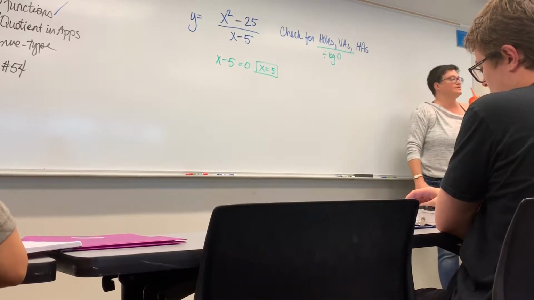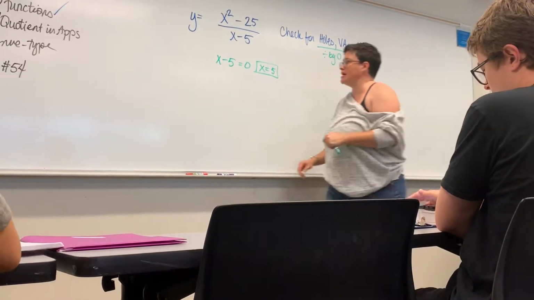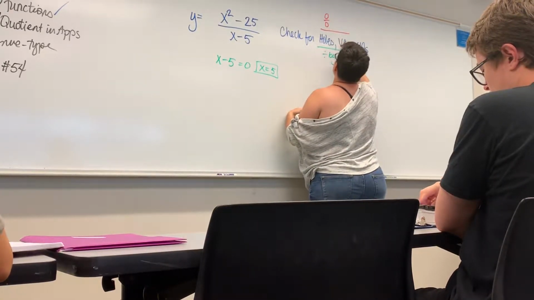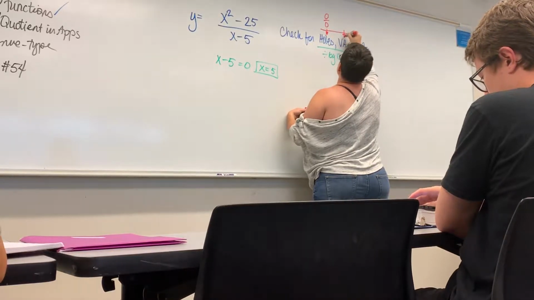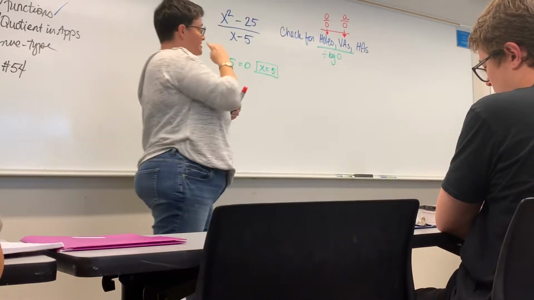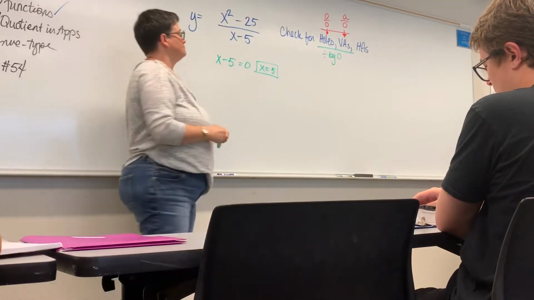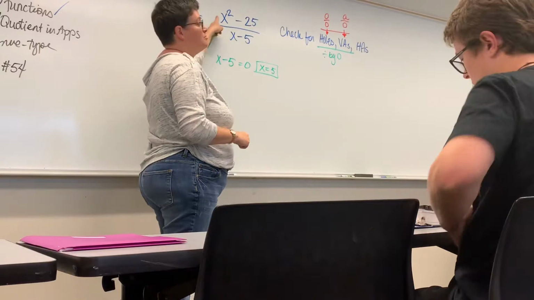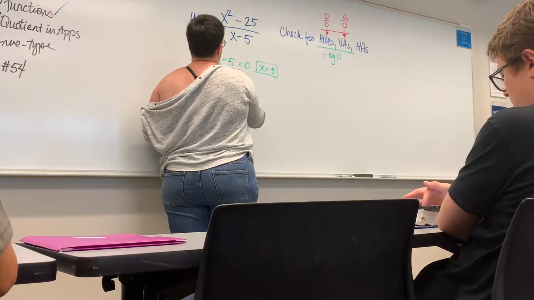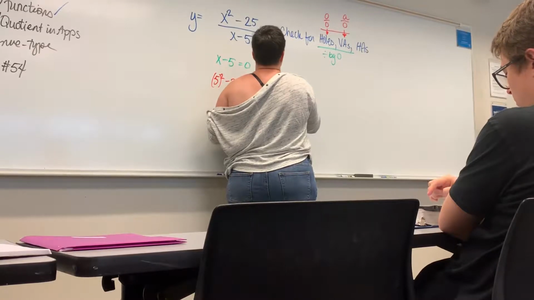What differentiates holes from vertical asymptotes? One of them is 0 over 0. That's holes. And one of these is some other number over 0. So where are we going to plug 5 to check for holes and vertical asymptotes? Into the entire numerator. So now we do 5 squared minus 25, equals what? We get a 0 on the numerator, which indicates a what?